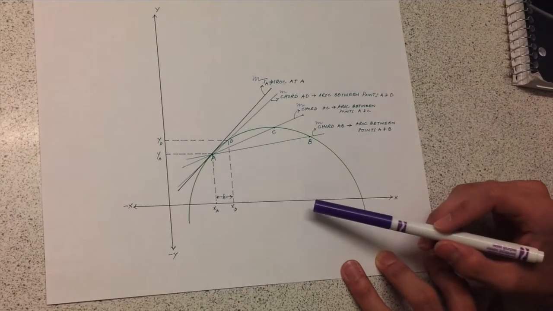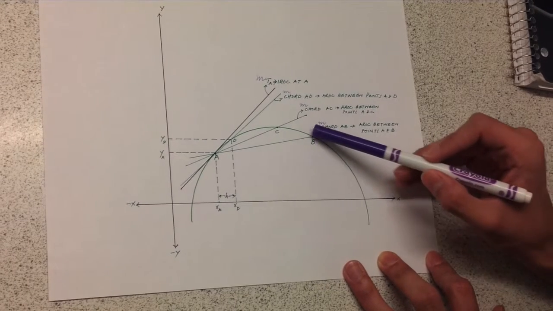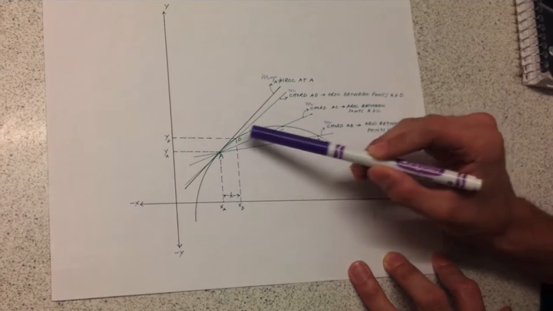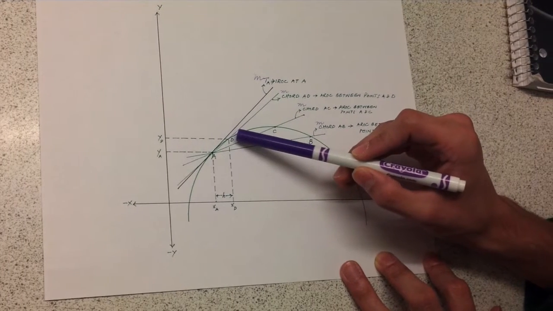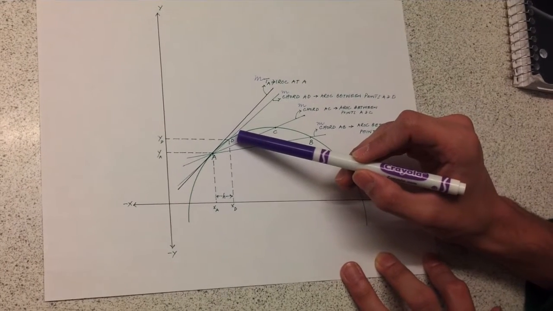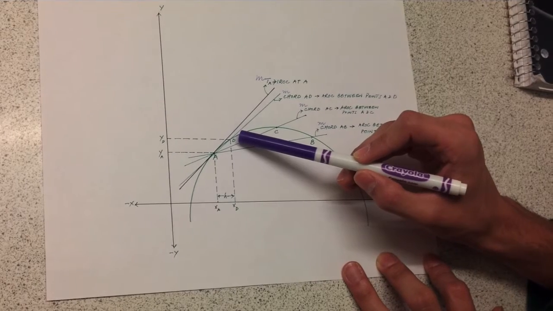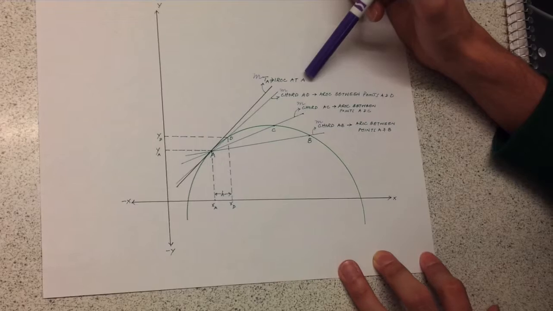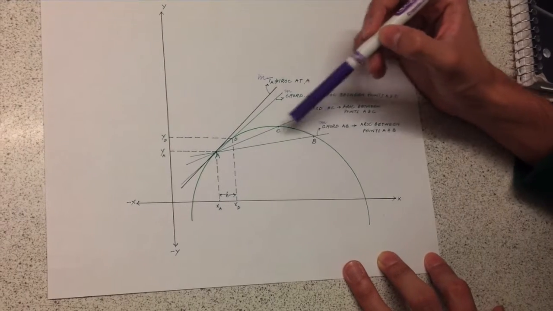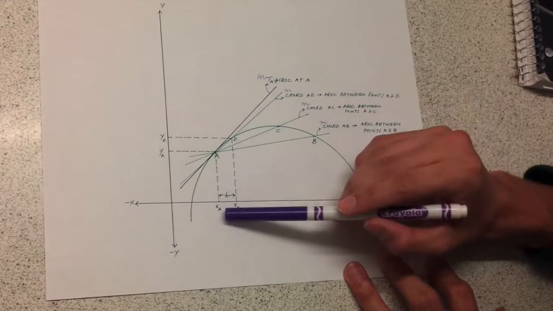And if you notice, if we get closer points to A, the slope of the chord will become similar to the IROC at A as we get points closer to A.